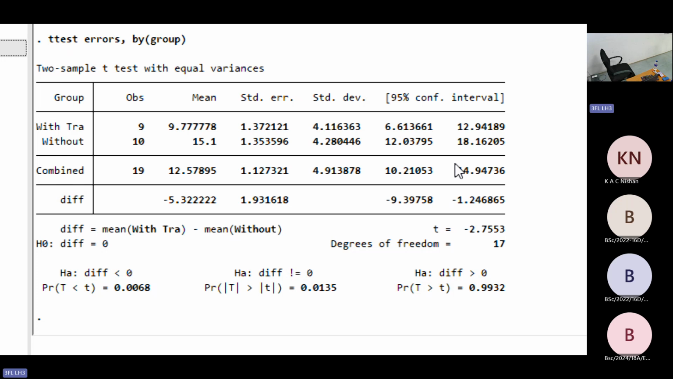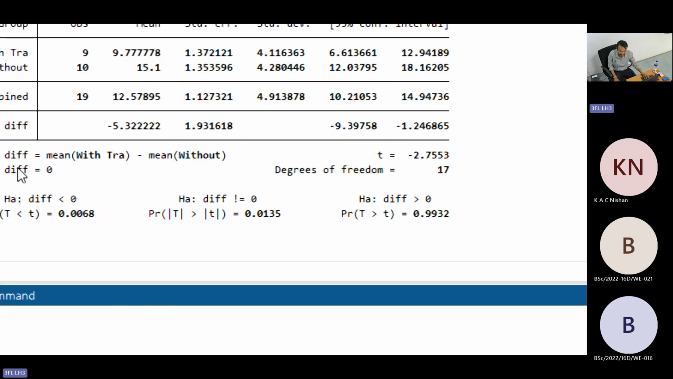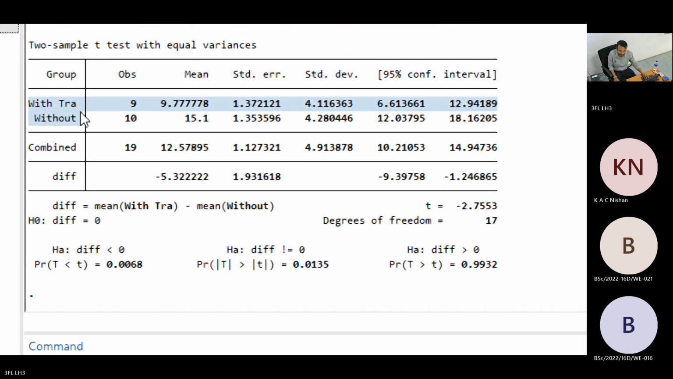Now you can see on top, the with training group is there. How many employees are there? 9 employees are there. The average number of mistakes, the mean value of the mistakes, is 9.77. You took the sum of those errors and divided it by 9. Then you got 9.77. Right.